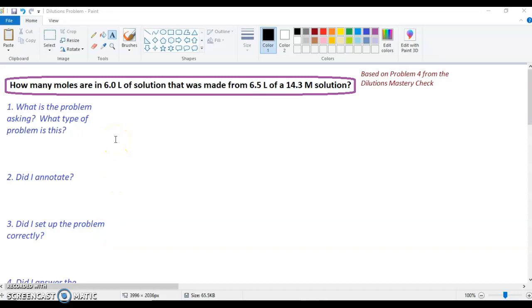Hey everyone, so I wanted to take some time to review a problem from your mastery check. This is a similar problem. You can see that it's based on problem 4 from the dilutions mastery check. I've changed some of the numbers around. However, it's the exact same format. So I wanted to do this as an example for you all.